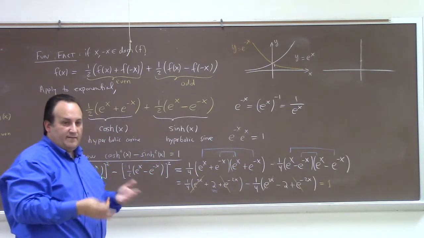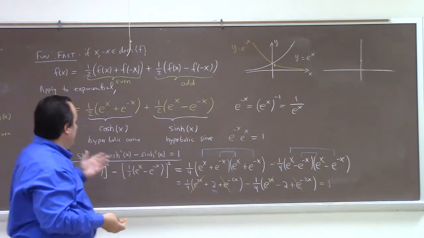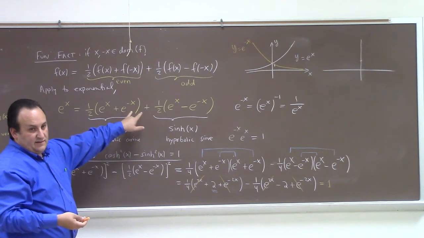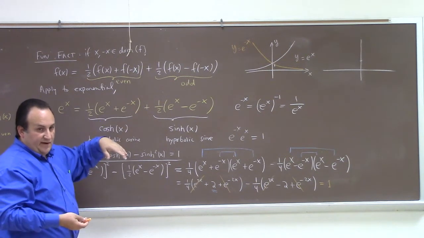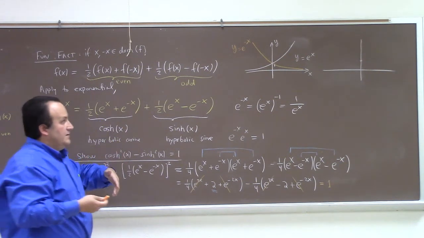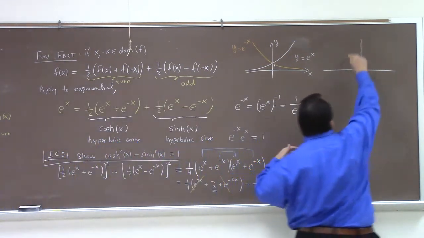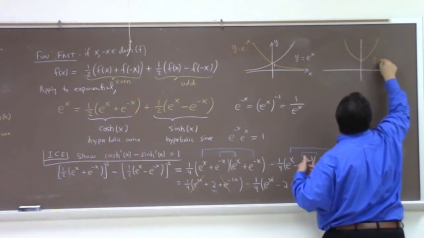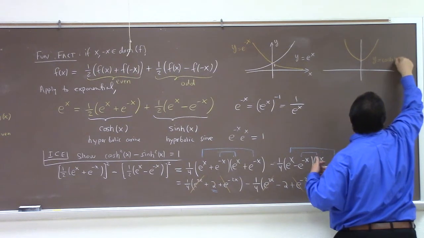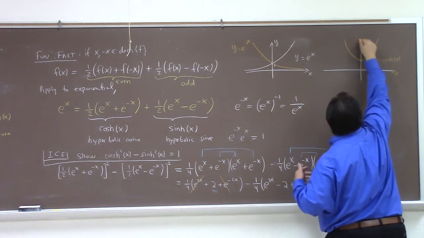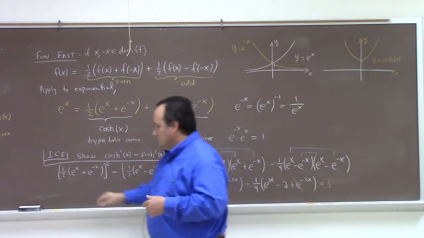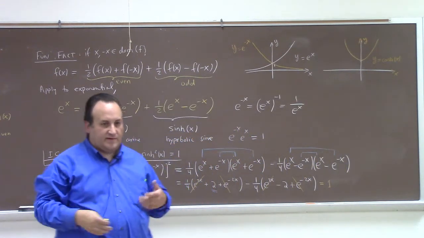So what does the graph of cosh and sinh look like? See, cosh is e to the x plus e to the minus x, divided by 2, right? So basically, you just add those two graphs and divide by 2. So cosh looks like this. The domain of the hyperbolic cosine is all reals.